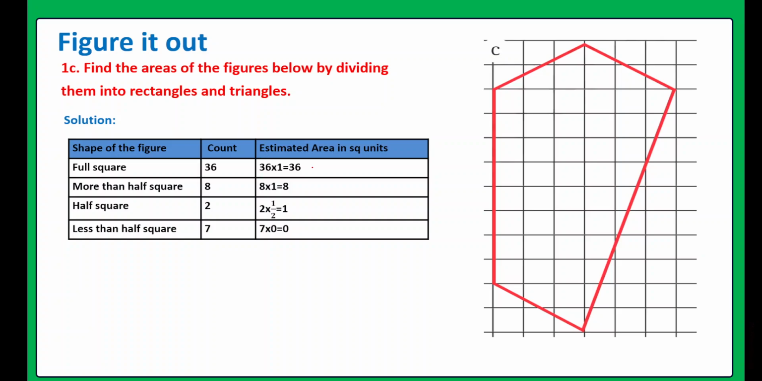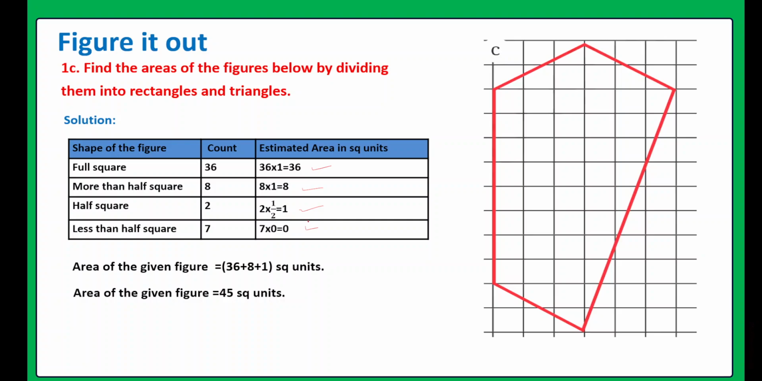So 36 into 1 is 36, 8 into 1 is 8, 2 into half is 1, 7 into 0 is 0. Therefore, the total area of the figure is equal to 36 plus 8 plus 1 square units. So, the area of the given figure is equal to 45 square units.